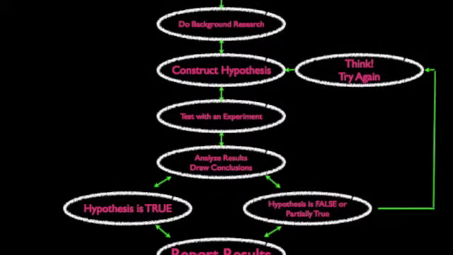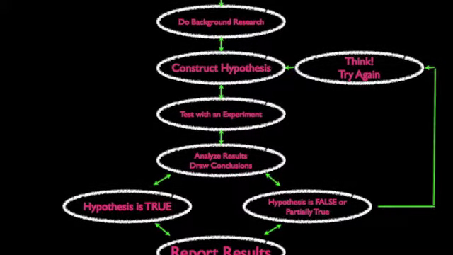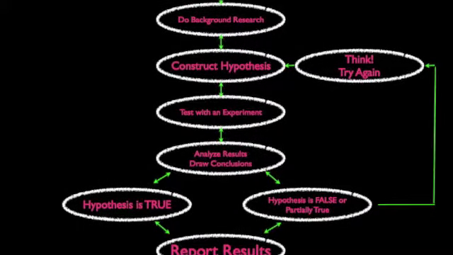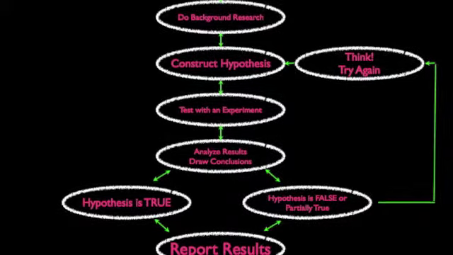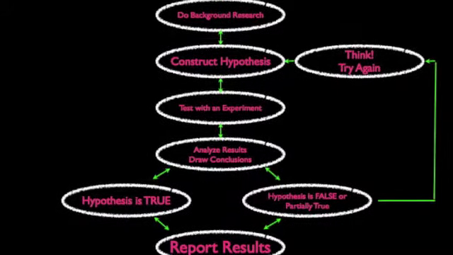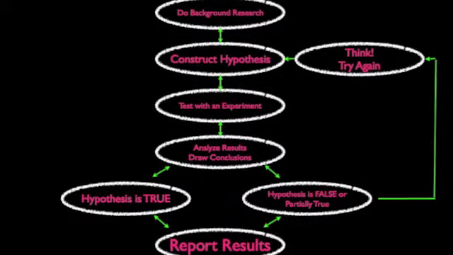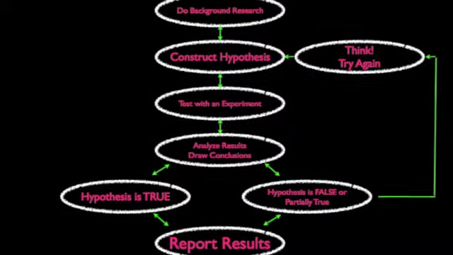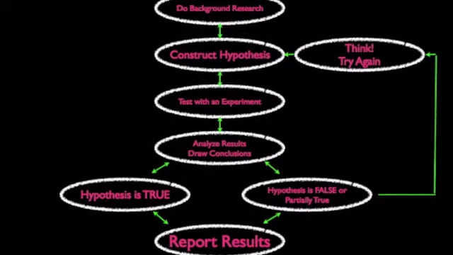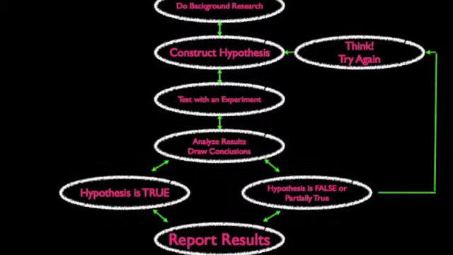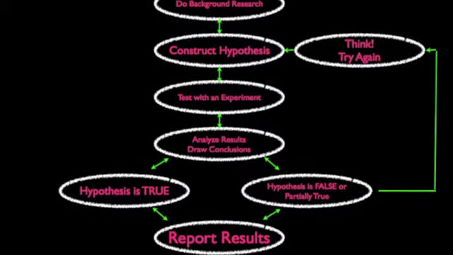You need to analyze your results and draw conclusions. If it's true, you can report the results, but if it is false or partially true, then you need to go back and think again. These are the basic steps of the scientific method. Some people word it differently, but this is what you will need to know to pass the class.